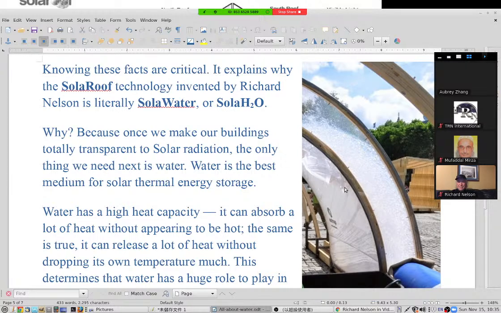Okay, we know water has the liquid, the vapor, and the solid. I think what Richard Nelson is doing is creating a dynamic, but also controlled, number four phase of water.